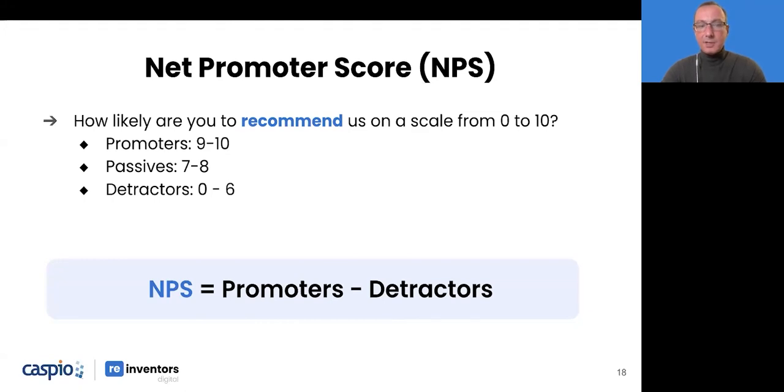Then to calculate NPS, you simply take the promoters and deduct the detractors from them. It will show you by how much your promoters prevail over detractors. Top-notch companies have figures like 60, 70, or sometimes 80, which is a really, really high value. Let's take an example. You have 80% of your respondents as promoters and 20% as detractors. It means that the difference is 60, which is really, really good.